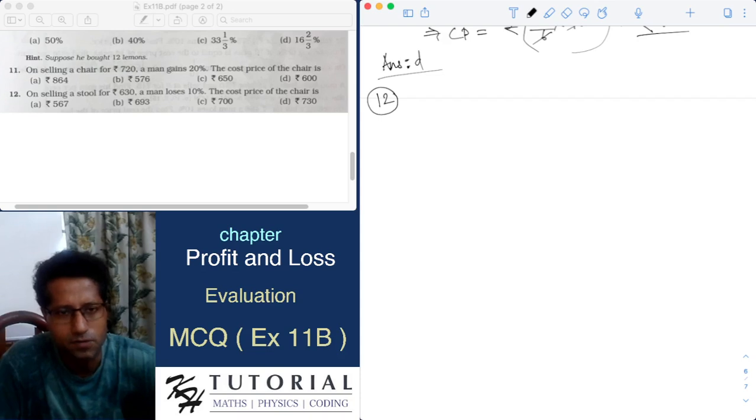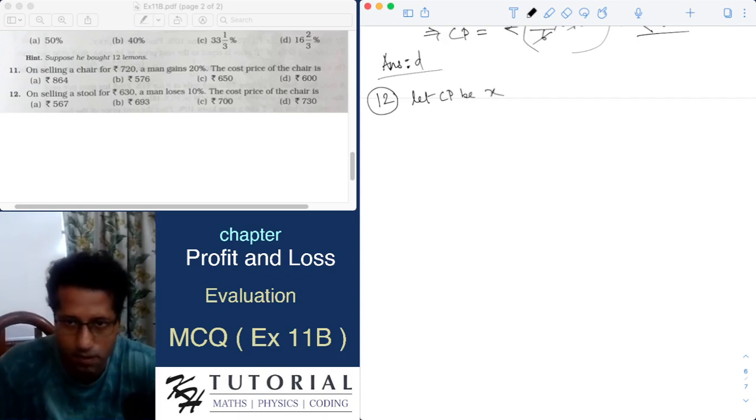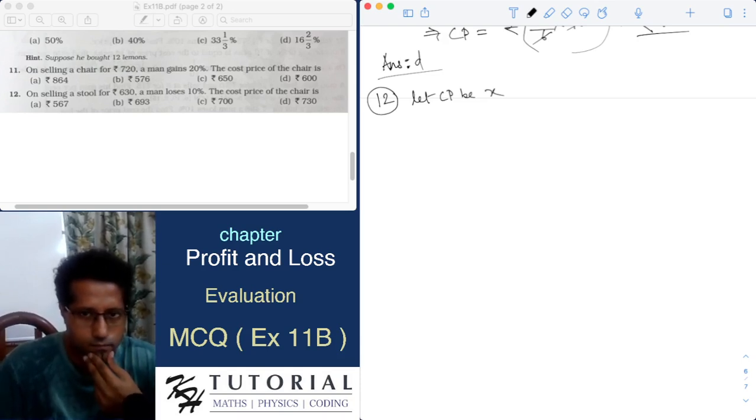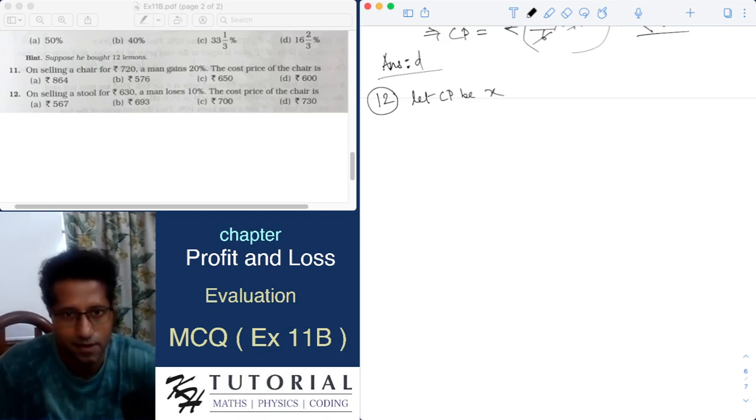So it is asking the cost price of the chair. So right now I will say let CP, the cost price, be X. I'm assuming a variable. I may not assume CP to be X. I could have easily solved this problem just using CP. But it's okay to assume an unknown quantity as an unknown variable. So let CP be X. If that is so, then it is given that the loss percent is 10%.